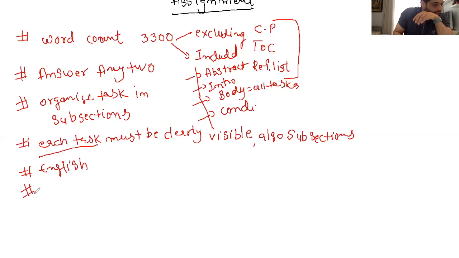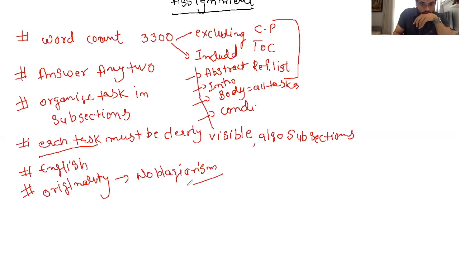Next one is originality. Make sure to keep originality, and you know that you can check it through Turnitin. Minimize copy paste from Google; try to rewrite all the things in your own words, by giving the reference, of course, an in-text reference.